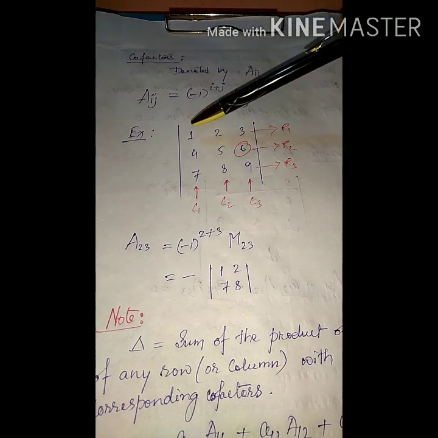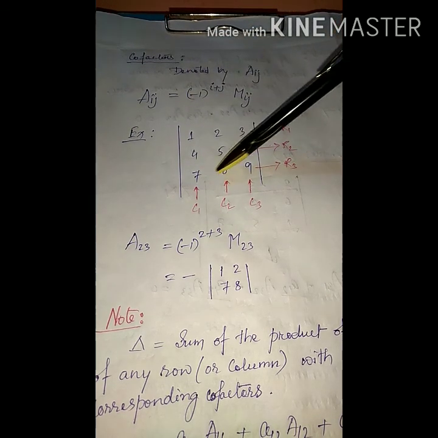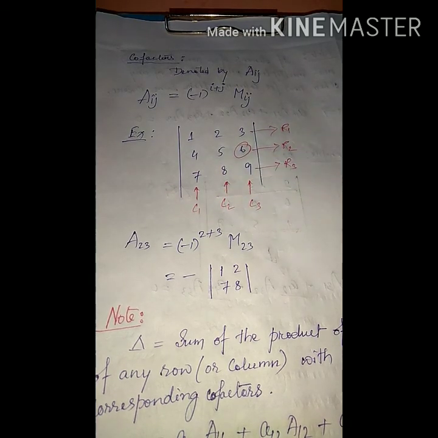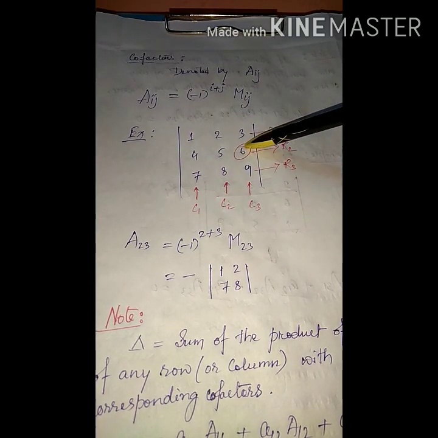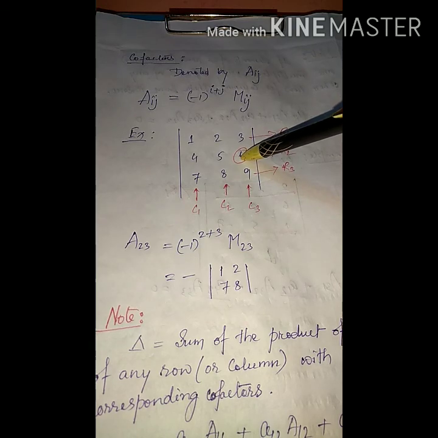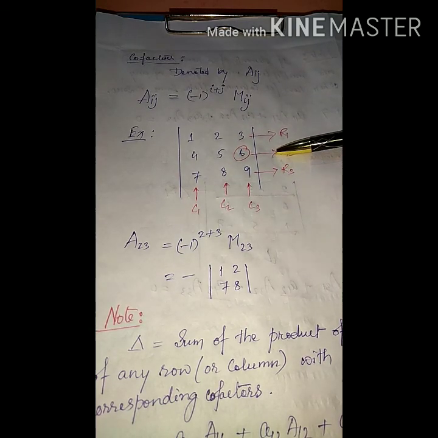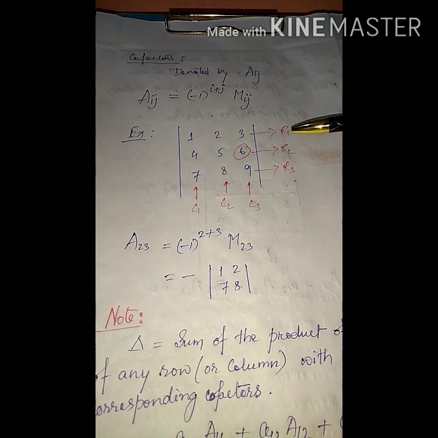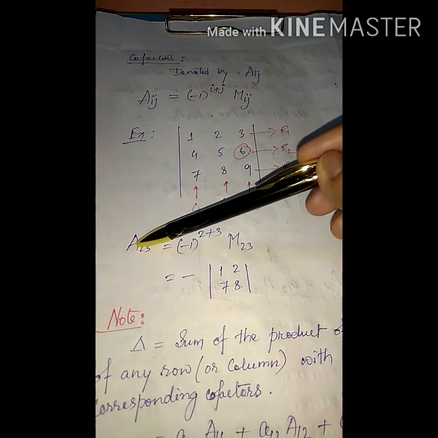So the example is we consider 1, 2, 3, 4, 5, 6, 7, 8, 9. So here first row, second row, third row. Similarly, first column, second column, third column. So if anyone asks you to find out the cofactor of this 6, what do you have to do? First of all, we have to identify the position. Position is what? Second row, third column, and always we write row first, then column. So second row, third column, that means A23. 2 is the row, 3 is the column. So that's why we write A23.